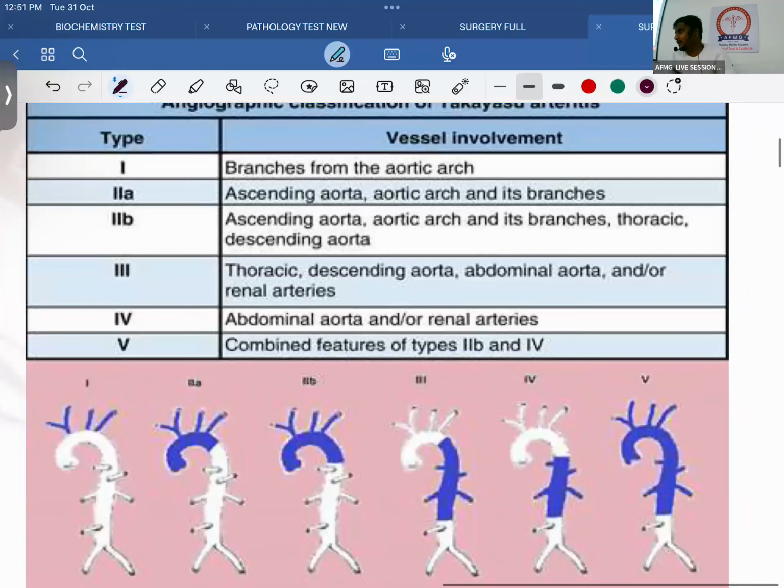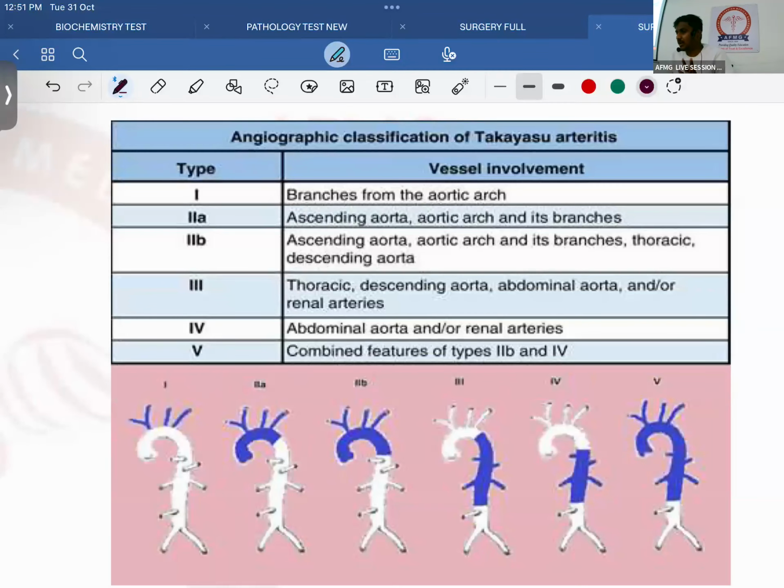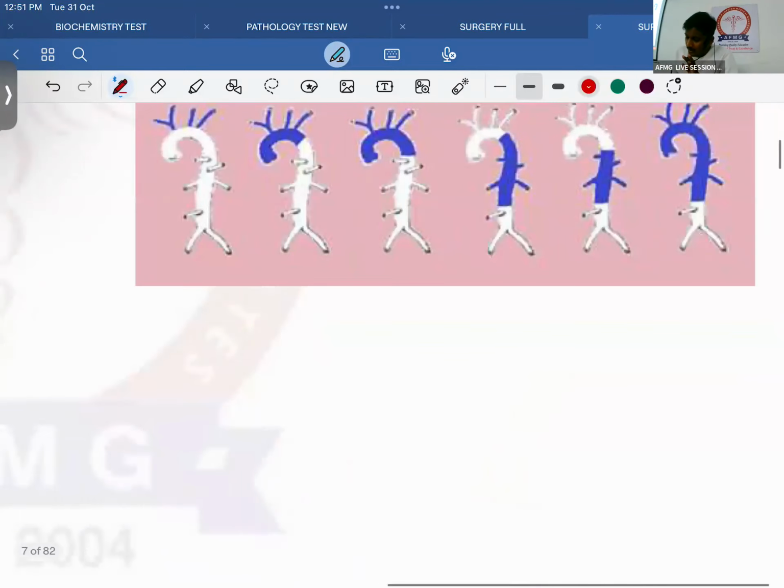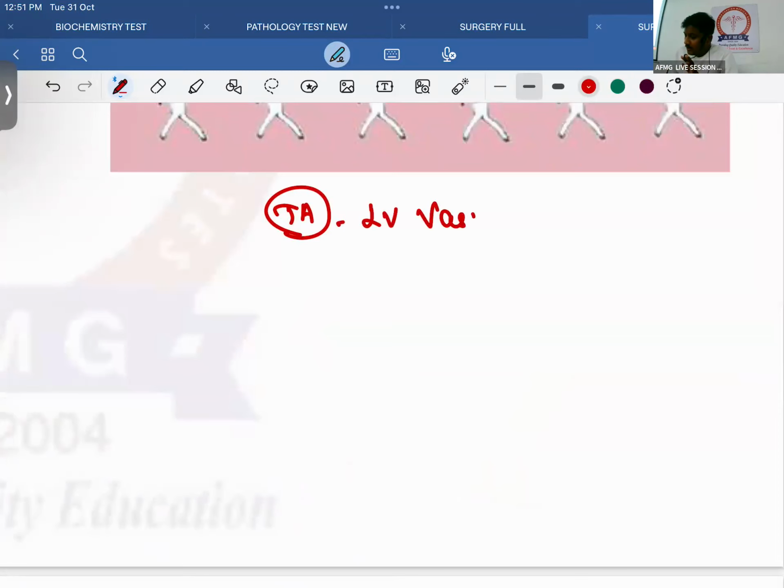They won't ask you in great details as such. Until now it has not been asked, but it has come in NEET PG. Otherwise, it has never been asked in your exams. Important is, you should just know that Takayasu arteritis, beta, is a large vessel vasculitis. Okay, mainly affects which vessels, beta?